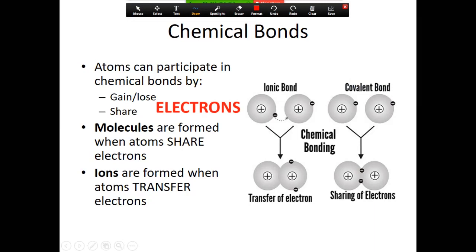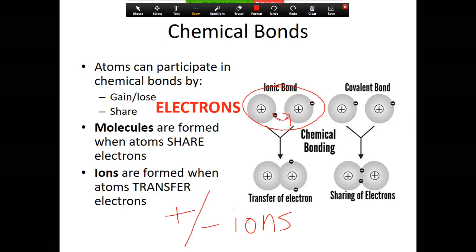So that example is actually being shown right here. You can see one atom is actually giving an electron to the other. Okay, this creates for us the formation of ions. Okay, ions are atoms that have a charge. So it's either going to be a positive or a negative charge.